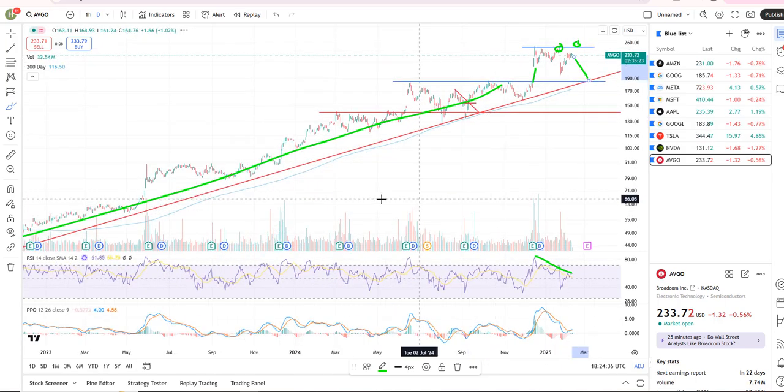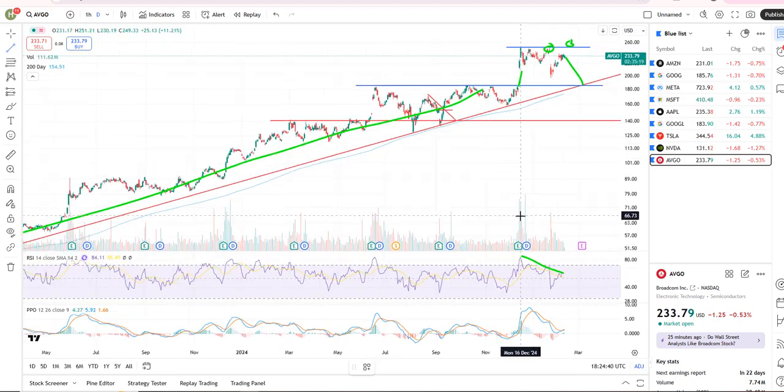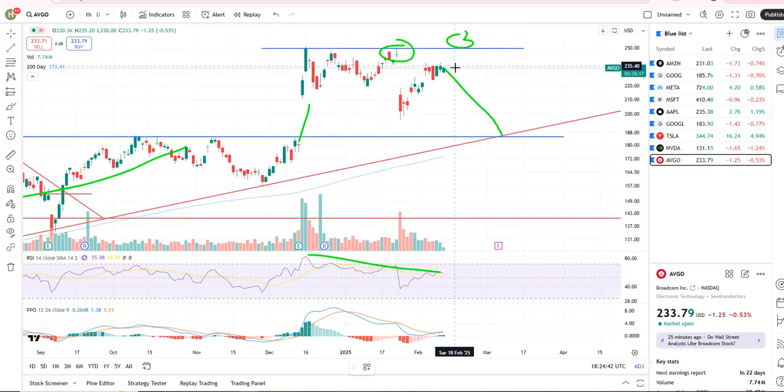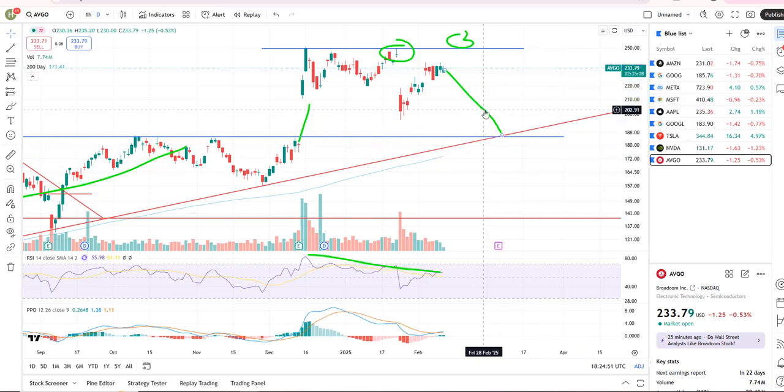What I'm thinking is we head down to this support line on Broadcom, AVGO. And from where we're at right now, let me grab the right tool, that's a drop of about 20% for that to be hit. So I like that as a trade setup for sure.